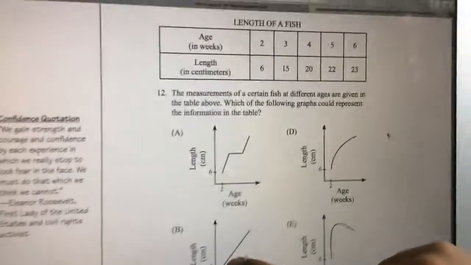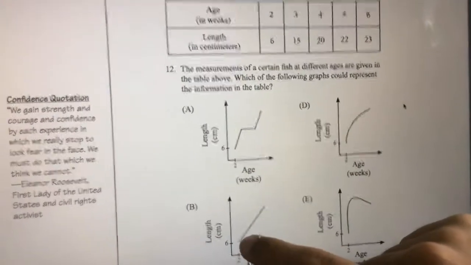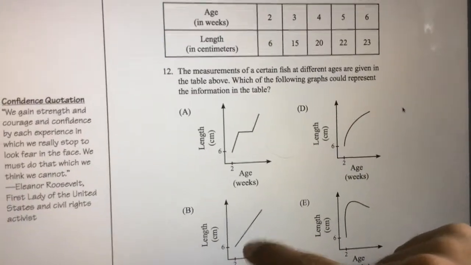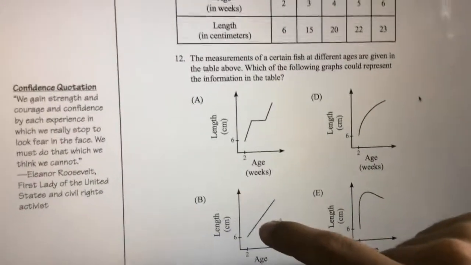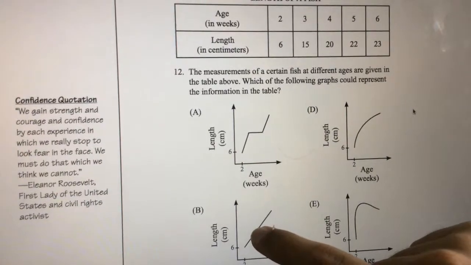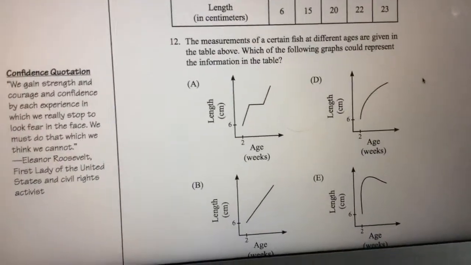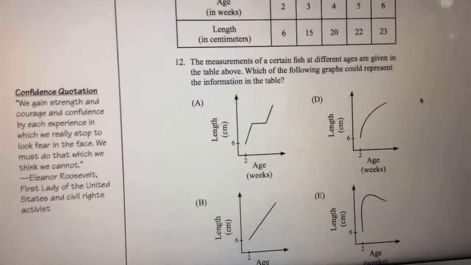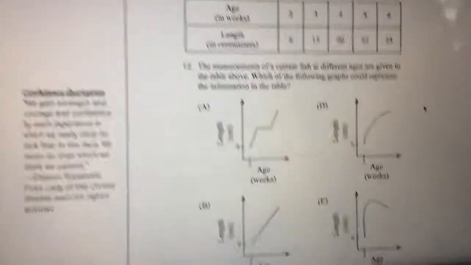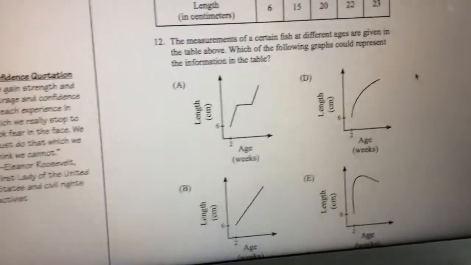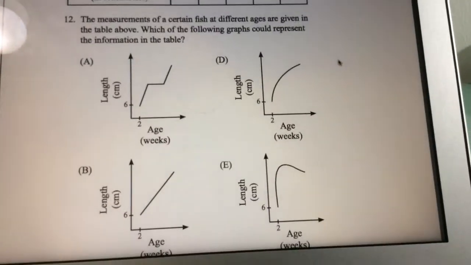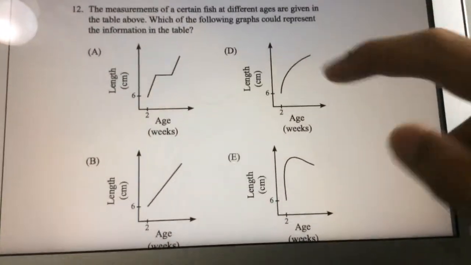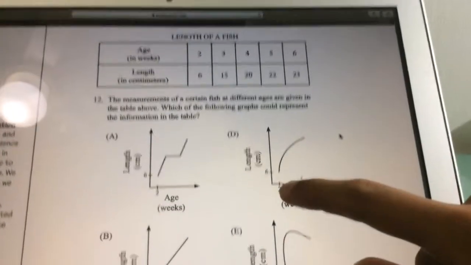Let me try the B. 2, 6, that's perfect. 3, 15. No, this one is not good either, because it must be another type of line, guys. I don't think it's the right one. D looks very interesting. I think this one might be right, but let me look at it first.